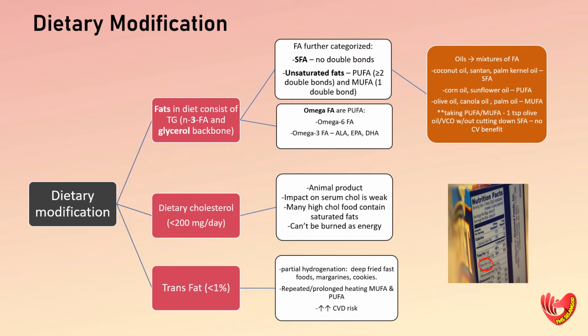The predominant fatty acids present in common dietary oils: coconut oil, palm kernel oil, santan, these are saturated fatty acids. Corn oil and sunflower oil, these are PUFA. Olive oil, canola oil and palm oil are MUFA. Taking PUFA or MUFA, for example, 1 teaspoon of olive oil or virgin coconut oil without cutting down on saturated fat intake will not confer CV benefit.